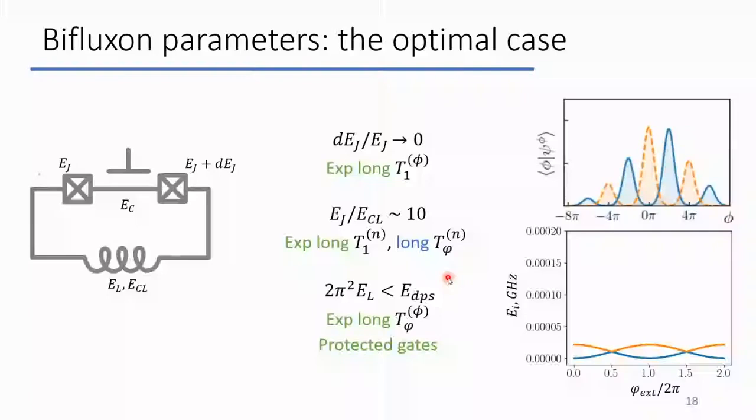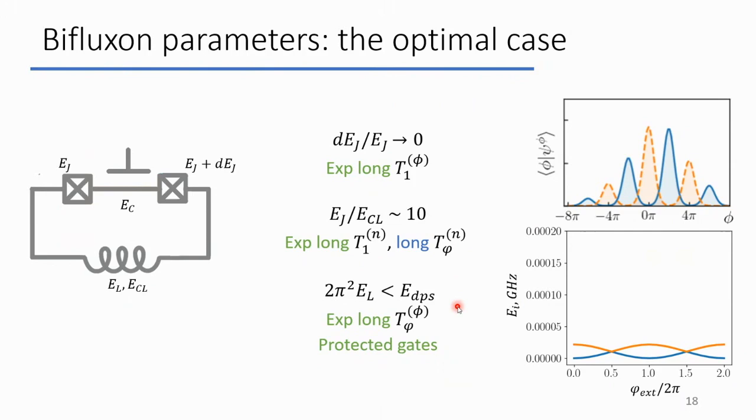Okay. So we can formulate the requirements for ideal bifluxon. So first we need identical junctions to ensure that single phase slips are forbidden. We want to have pretty large E_J or E_CL to have narrow wave function components, but at the same time, double phase slip rate should be much greater than inductive energy, to have many components here and have flat bands. But unfortunately, this last requirement is pretty challenging, and we would need something like more than 30 microhenry inductance to fulfill this. We cannot do it right now.